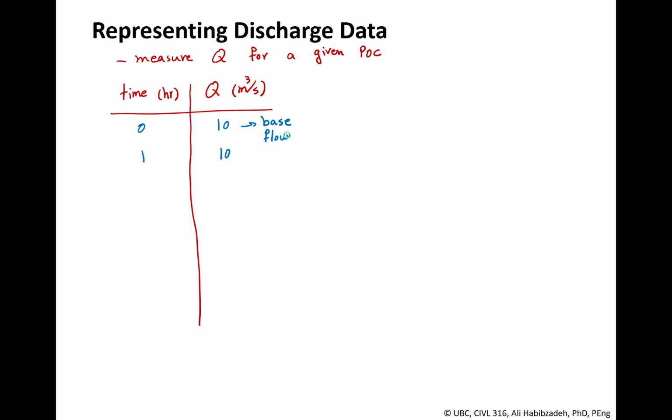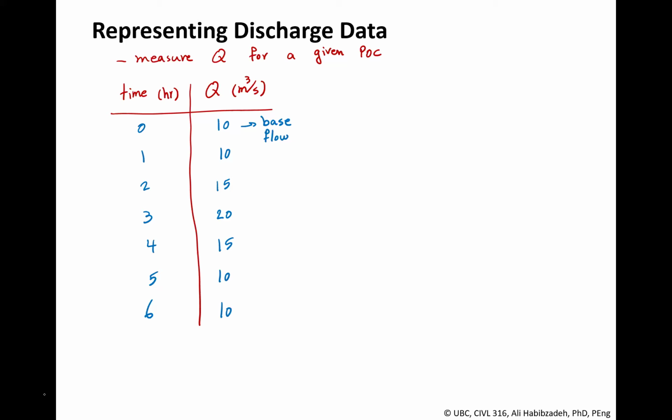Okay, and what happens next? We keep watching and we keep measuring. At hour 2, we see there's a little bit of increase, it goes up to 15. And this continues. At hour 3 it becomes 20. At hour 4 it becomes 15 again, so it looks like it's going down. At hour 5 it becomes 10. Hour 6, again 10. So you notice that the discharge went up because the rainfall occurred and made it to the POC. It looks like at 3 hours we reached the peak at 20 and then went back down because the rainfall stopped.